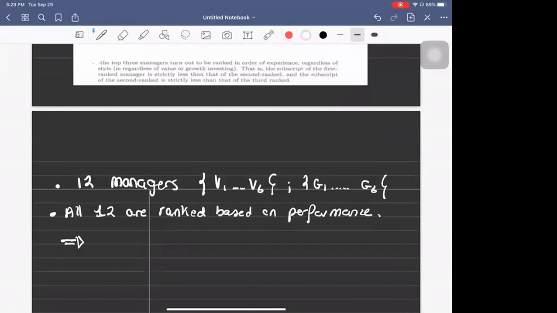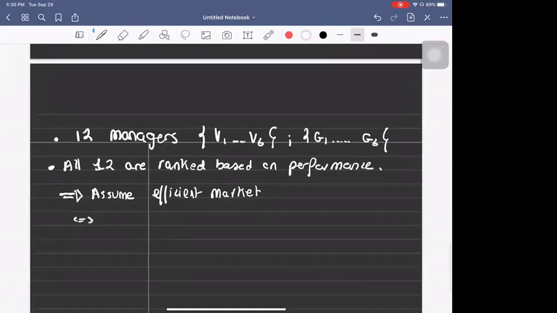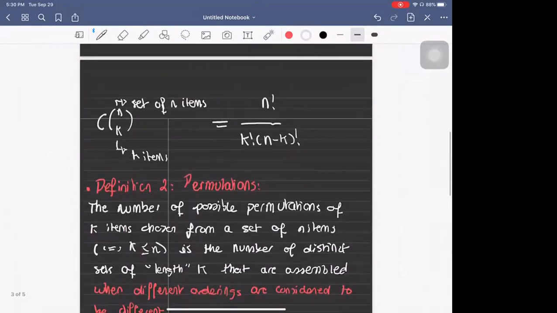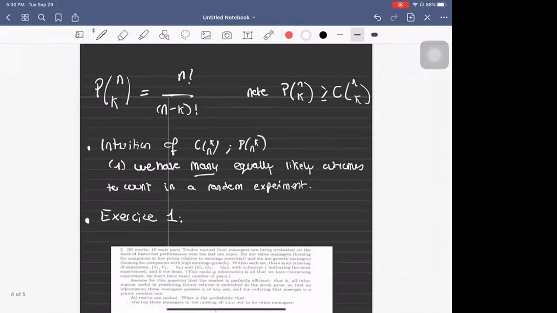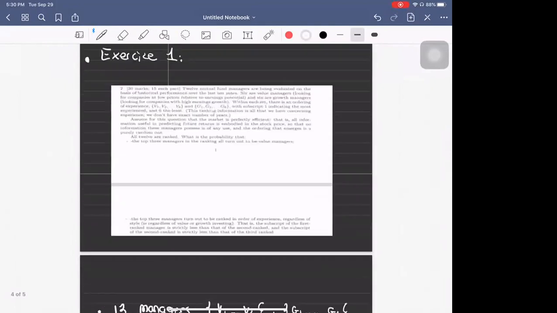There's also one important assumption that is made. Assume that we have an efficient market, which is equivalent to saying that each manager, regardless of experience, has the same probability of making the right decision. That assumption is quite important, and it comes back to the intuition I gave you, that we have many equally likely outcomes. In an efficient market, nobody can predict, since all the information is concentrated in the stock price. So the managers don't have any information to use, and they're all equally likely to be first, second, third, up to 12.